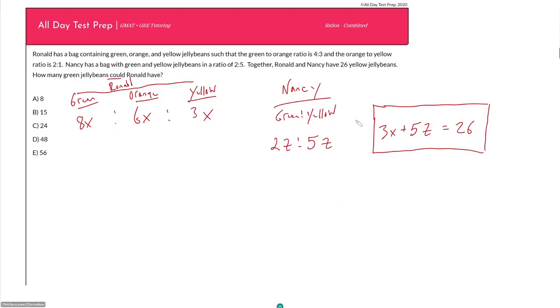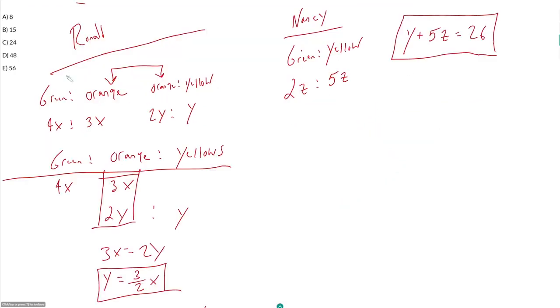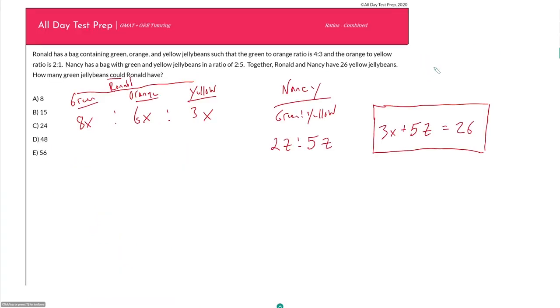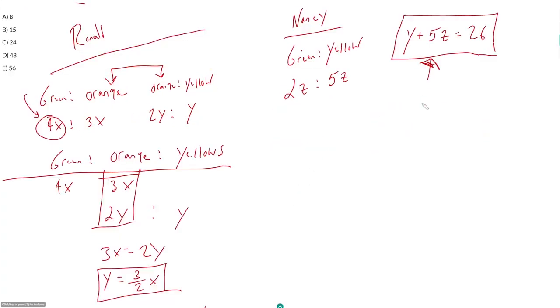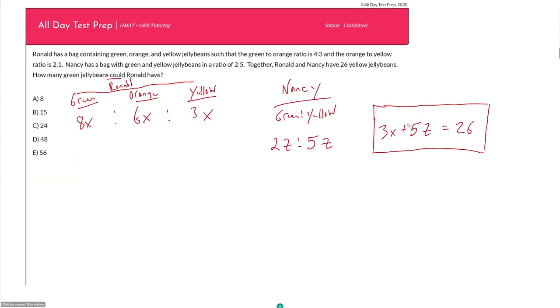So before, they're asking us about something about x, right? Because they're asking for what could 4x be? Ronald's green jelly beans. But they only gave us this one equation that didn't tell us anything about x. It only told us about y and z. So all we were able to do is find a way to introduce x into this equation, replace our y with a 3x. And I don't think we can do anything else. So this should be enough to get to our answer.